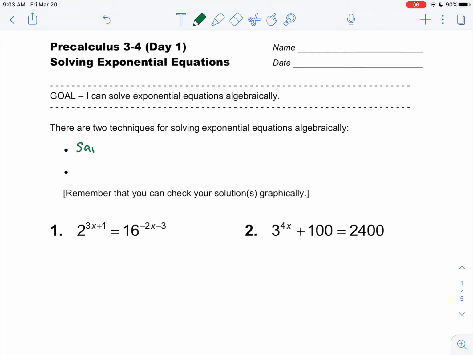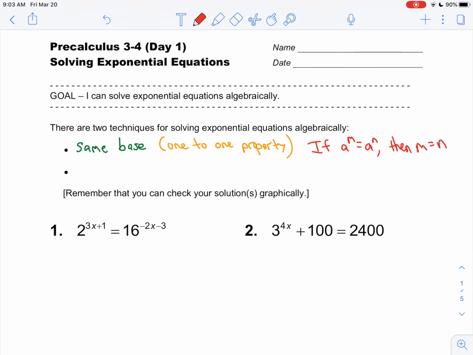The first one, we call it same base. That's not an official term. You would have learned it last year in Algebra 2 as the one-to-one property. And another way we can think about that is if 2 powers are equal and they have the same base, then those exponents have to be equal to each other.